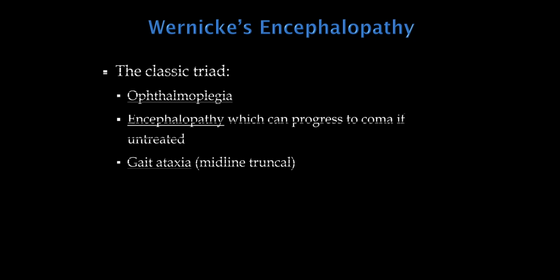Wernicke's encephalopathy, of course, is related to thiamine deficiency, and so these patients have a triad of an eye movement problem. It usually looks like a bilateral 6th nerve palsy, but it can take many different appearances. They're confused, as the name indicates, encephalopathy, and if we have someone with untreated thiamine deficiency for weeks, this can worsen and they can go into a coma if it's not treated. And we get a gait ataxia, a truncal midline ataxia.